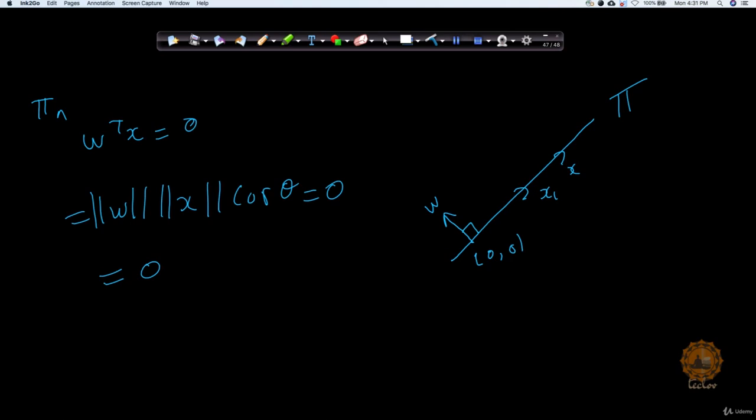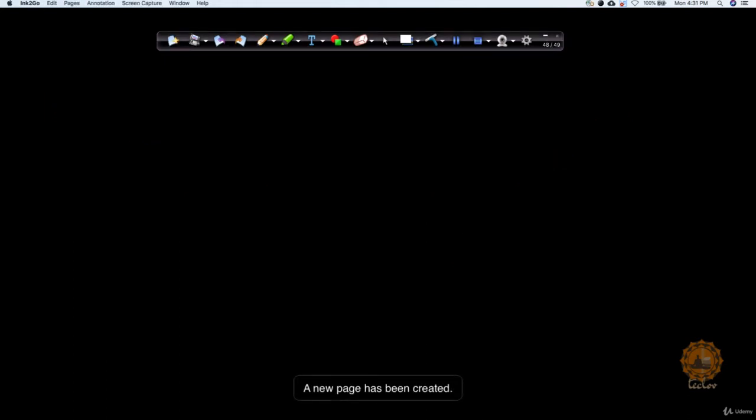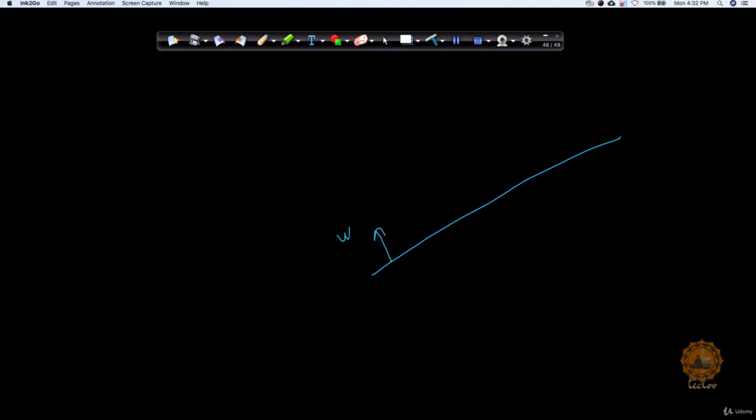Okay, so we have just now seen how to get to W transpose X is equal to 0, given that W naught is equal to 0, which means the plane is passing through the origin. Now the next thing is, let's say I have a plane and a vector W which is passing through the origin and is perpendicular to this plane.